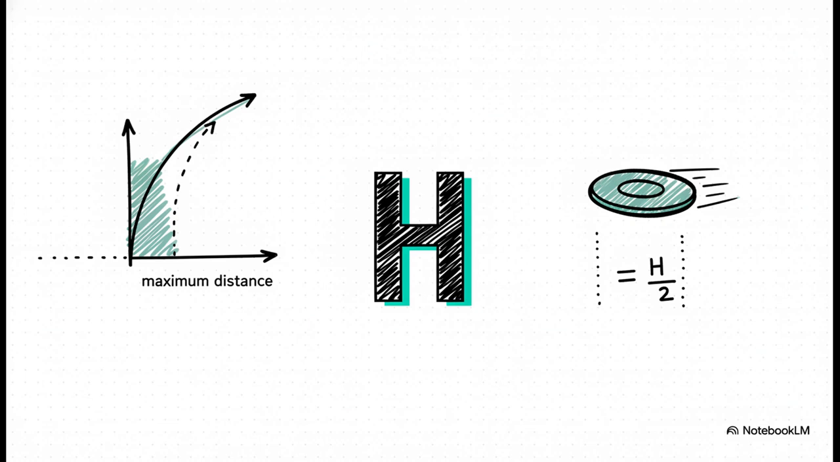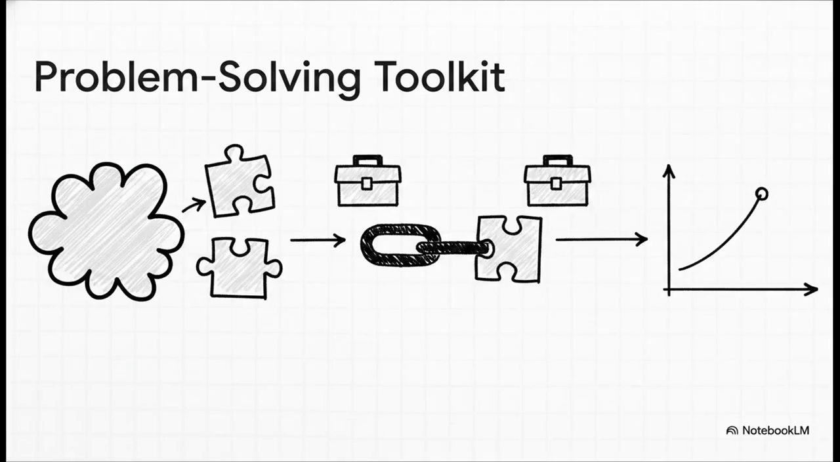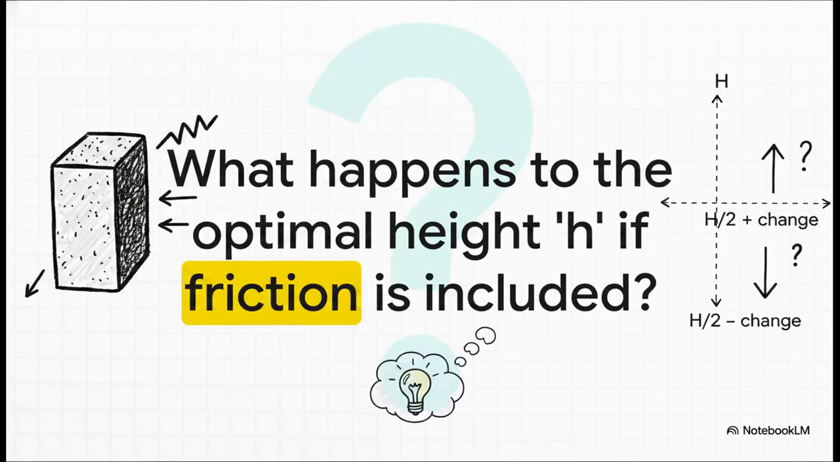How elegant is that? You know, getting the answer H over 2 is great. But the real prize here, the real takeaway from this explainer, is the method we used. This 4-step process. Break it down, pick your tools, link the parts, and then find the optimum. That's a powerful toolkit you can use for tons of other problems, not just in physics, but anywhere you're looking for the best possible outcome. And that's our deep dive into this problem.